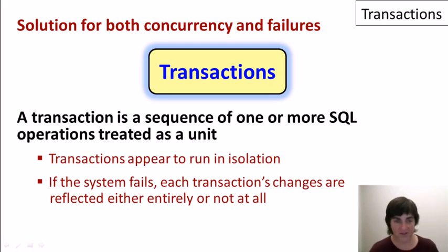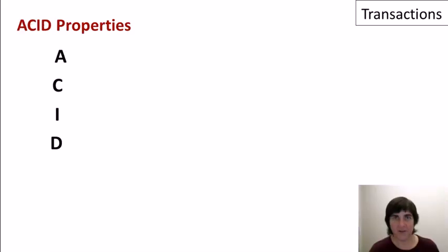And furthermore, if there's a system failure, an unexpected software, hardware, or power failure, every transaction's changes that were issued to the database are either reflected entirely or not at all. Every database connoisseur knows that transactions support what are known as the ACID properties, although not everybody always remembers what ACID stands for. So I'll tell you.